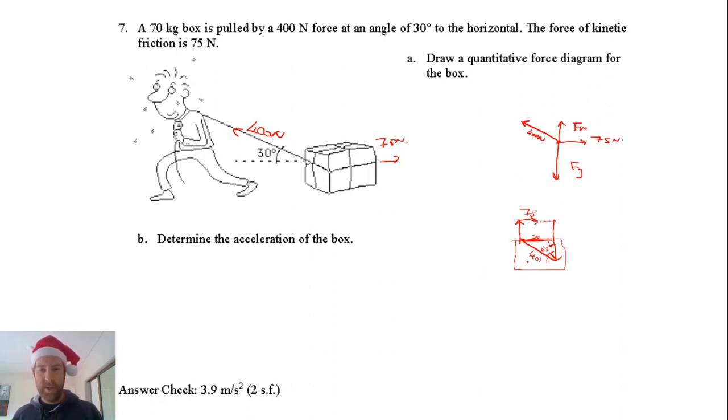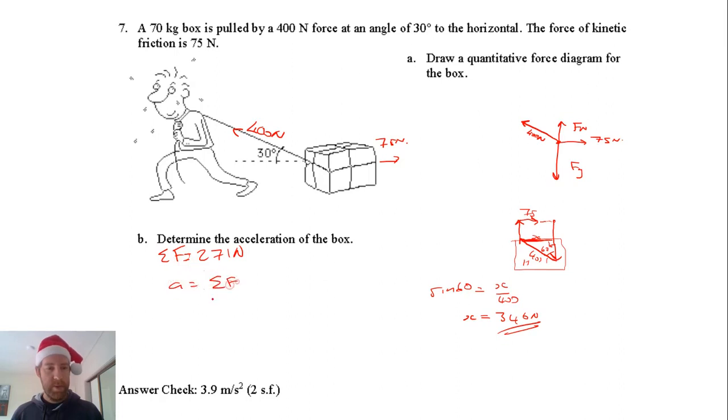So if I was to do trig SOHCAHTOA, toa, hypotenuse opposite, sine 60 equals X over 400. X equals 400 times sine 60, 346 newtons. So that's that whole side there, but then minus the 75. 346 minus 75 equals 271. So my total force equals 271 newtons.